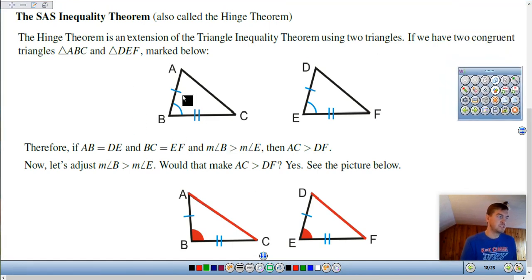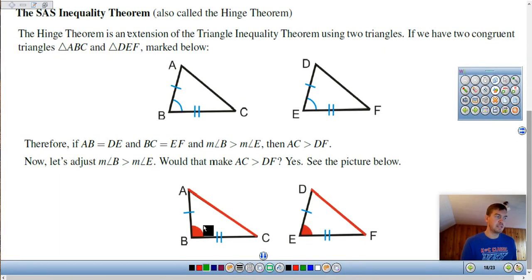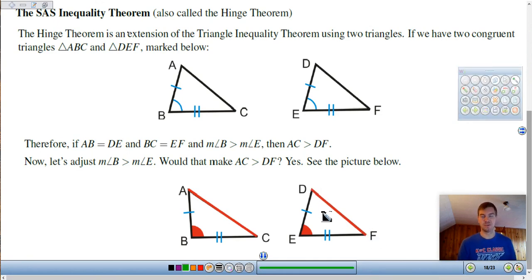But these two triangles would be congruent by side, angle, side, because their corresponding sides, included angle, and the other side would be congruent. But what if the sides were still the same, but what if this angle was opened wider? What that tells us then is that where the angle is opened wider, the side across from that would be greater than the side across from the angle in which it was not opened wider, if that makes sense.